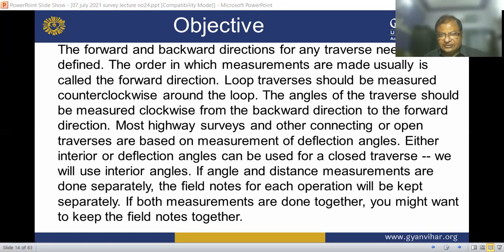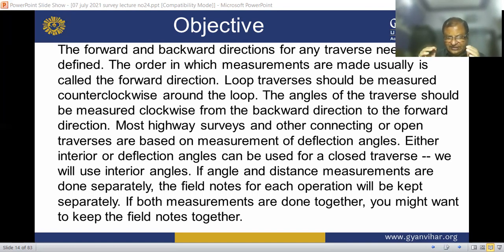The angle of the traverse should be measured clockwise from the backward direction to the forward direction. Most highway surveys and other connecting or open traverses are based on the measurement of deflection angles, and either interior or deflection angles can be used. For a closed traverse, we will use interior angles.